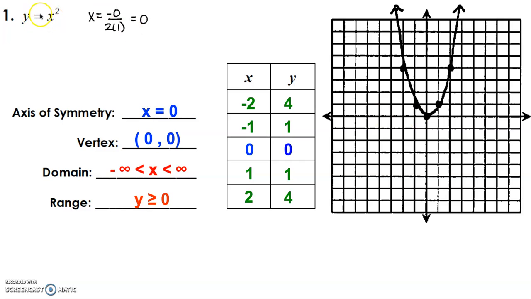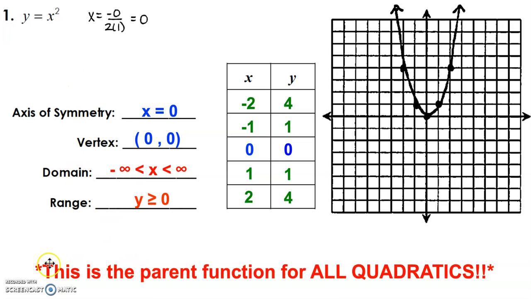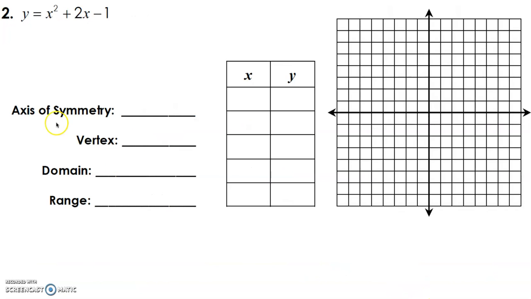This quadratic equation is actually very important. I want you to make note of this. This quadratic equation is the parent function for all quadratics. That means it's the simplest parabola that we can make: a vertex of 0, 0, and an a value that's equal to 1. This is the simplest parabola we can make.